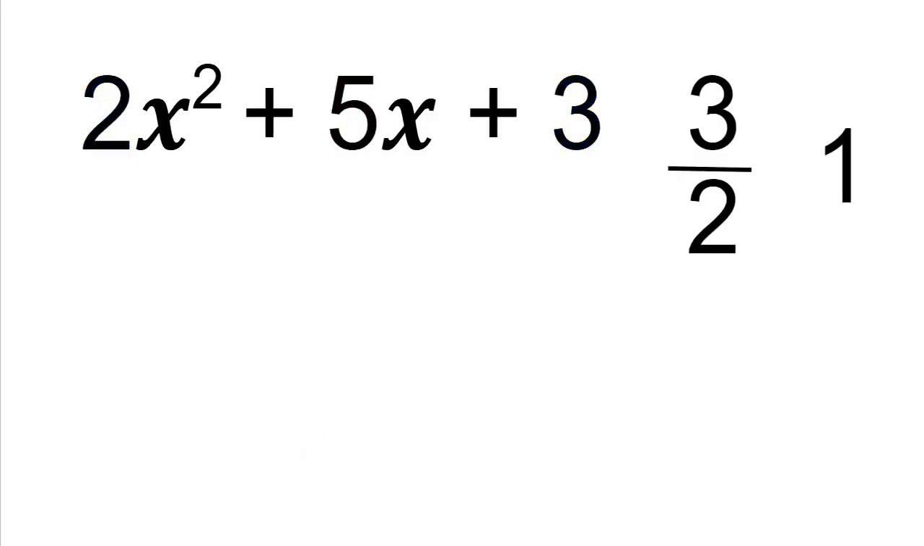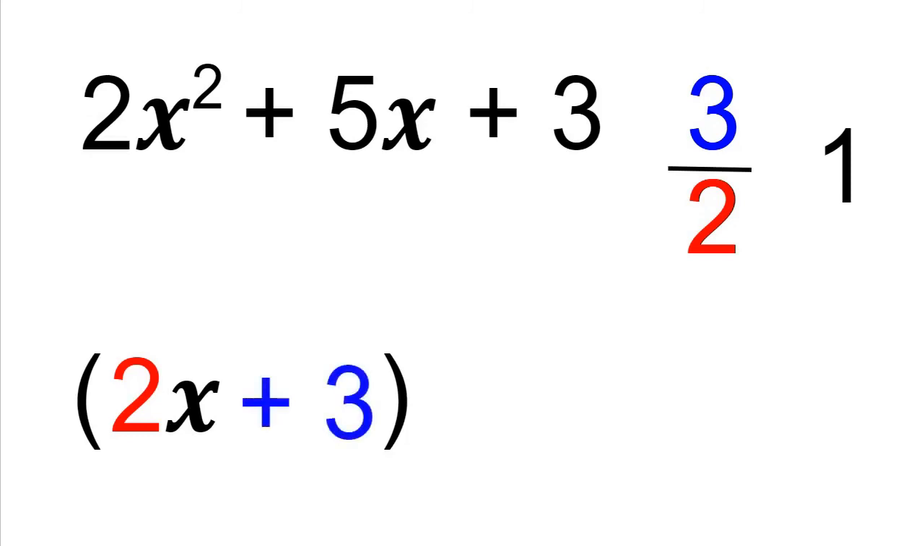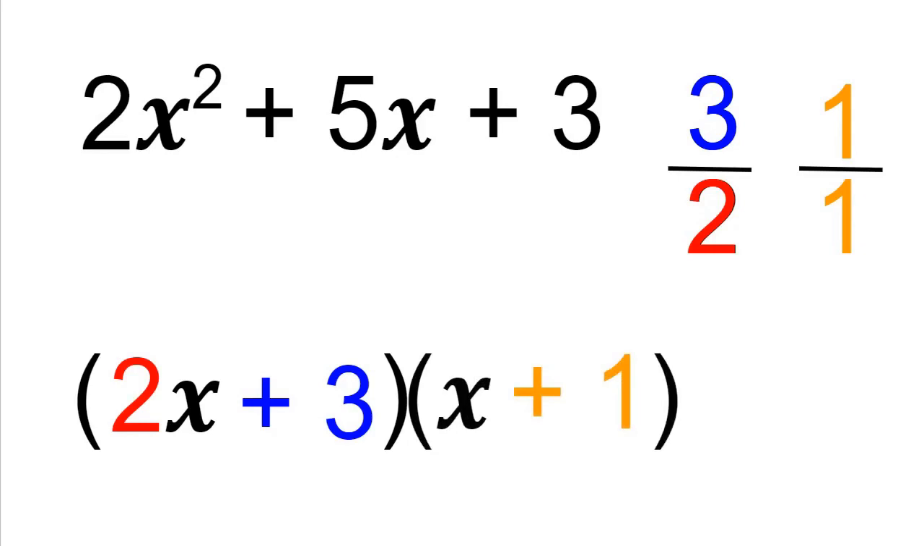Now what we do with 3 over 2 and 1 is that when we have our two expressions, the first one, the denominator of 3 over 2, becomes the coefficient of x. And then the 3, the numerator, is being added to it. So we have 2x plus 3. Then we take the 1, which can also be written as 1 over 1. So the denominator, 1, goes in front of x, which is simply just x. And then we add the numerator, which is just 1. So we are left with x plus 1. So we factor this as 2x plus 3 times x plus 1.